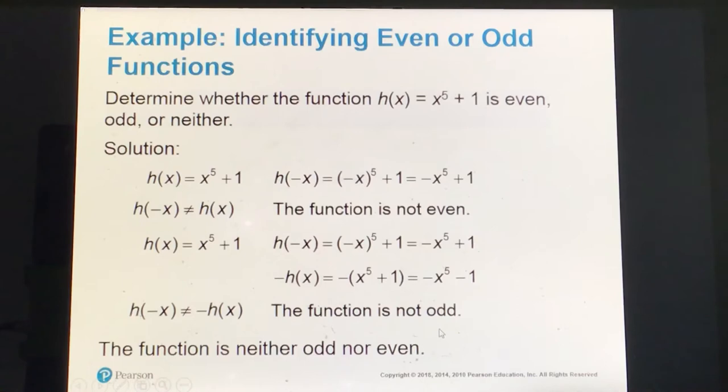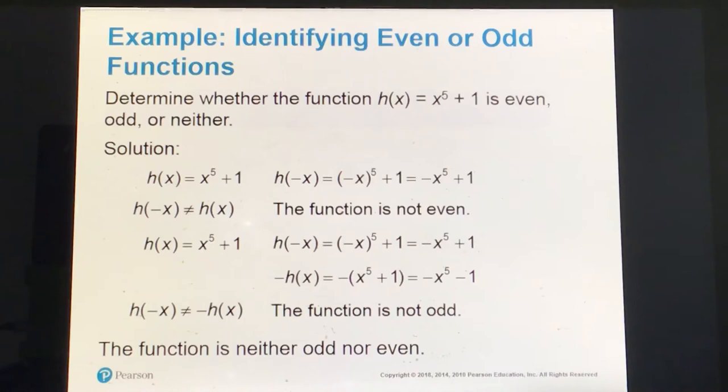This is an algebraic way of doing it, and it's probably pretty good to look at because this is the kind of stuff we're going to be doing next class. So determine whether the function h of x, you don't always have to use f, they're using h here, equals x to the fifth plus 1 is even, odd, or neither. So you have h of x equals x to the fifth plus 1.